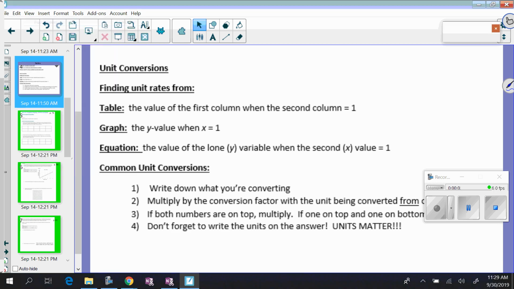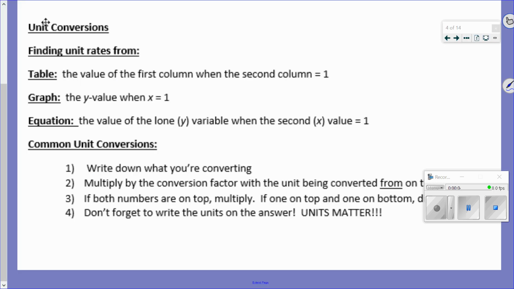Okay, today what we're going to do, guys, is pull together everything that we've been doing. We're going to look at tables, equations, graphs, and we're going to start interpreting them and comparing them. We're going to do those based on what we talked about last class, which was a unit rate. So really the big focus is, how do I take all these different forms of looking at things and figure out a unit rate from each of them.